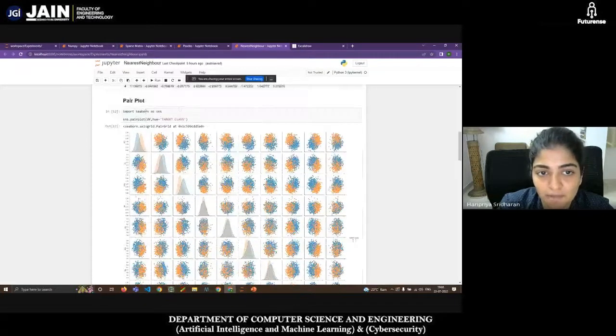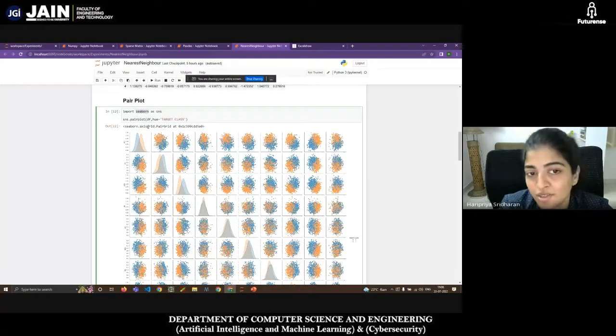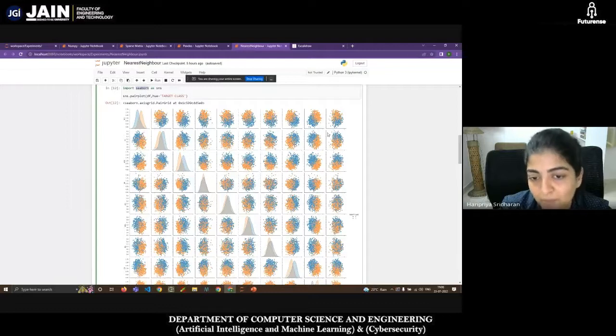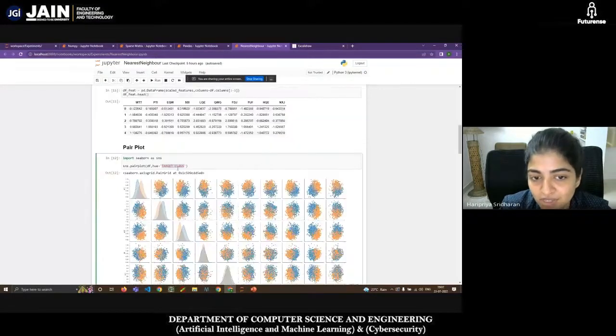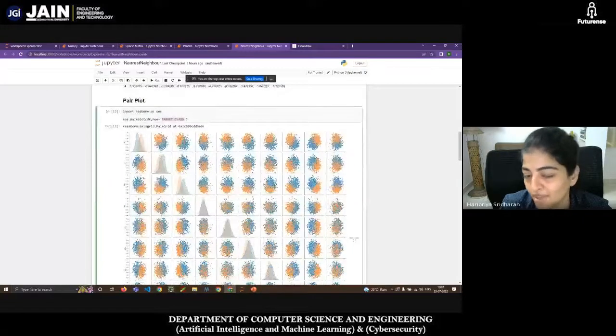There is this library called Seaborn. This is used for visually representing your data. So with this Seaborn pair plot, you're saying, hey, use the target class, that is these 1s and 0s, which is going to be our end feature. So use this target class and try to plot the data.